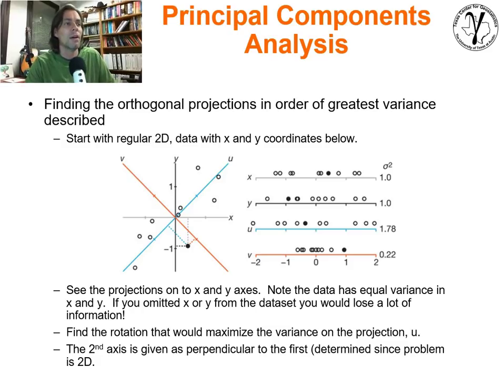My apologies. So, now imagine we're finding mutually orthogonal projections in order of greatest variance to lowest variance described for this data set. We have 2 variables, x and y. This is the projection of the data on x. This is the projection of the data set on y. If you calculate the variance of the projection on x, you will find that it has a variance of 1. In y, variance of 1. That's because these 2 variables have been standardized so that they are centered on 0 and have a variance of 1.